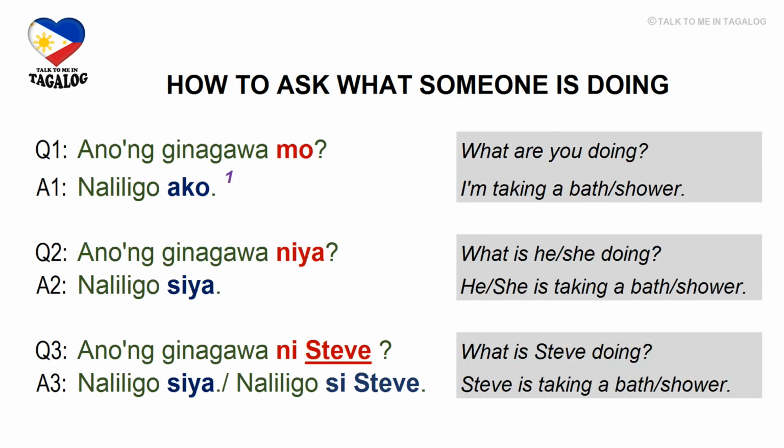Let's use the patterns in a sentence. Question 1. Anong ginagawa mo? What are you doing? Answer 1. Naliligo ako. Naliligo means taking a bath or taking a shower, and ako means I. Naliligo ako. I'm taking a bath or I'm taking a shower.